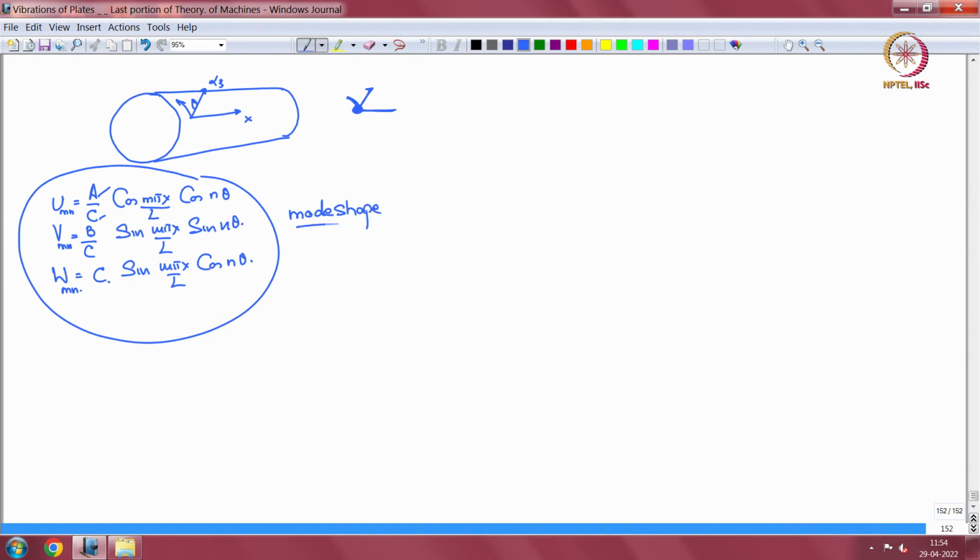In a single mode shape, this is how a single point at x star, theta star moves. It has this displacement in the axial direction, this in the torsional direction, this in the transverse direction. So these three expressions together are one mode shape. They are not three mode shapes, one mode shape. Okay. So how do we now represent?